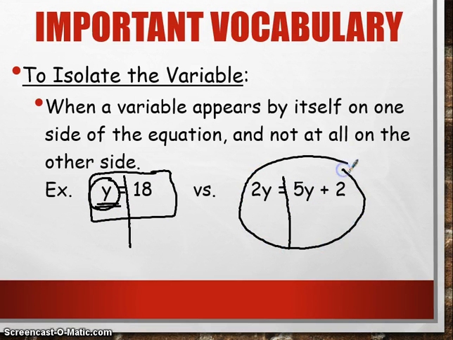This is a non-example of an isolated variable because you can see that the y is not all alone. It's being multiplied by 2. You can also see that it also appears on the other side. Therefore, it's not isolated for two separate reasons. That it occurs on both sides of the equation and it's being multiplied by 2.